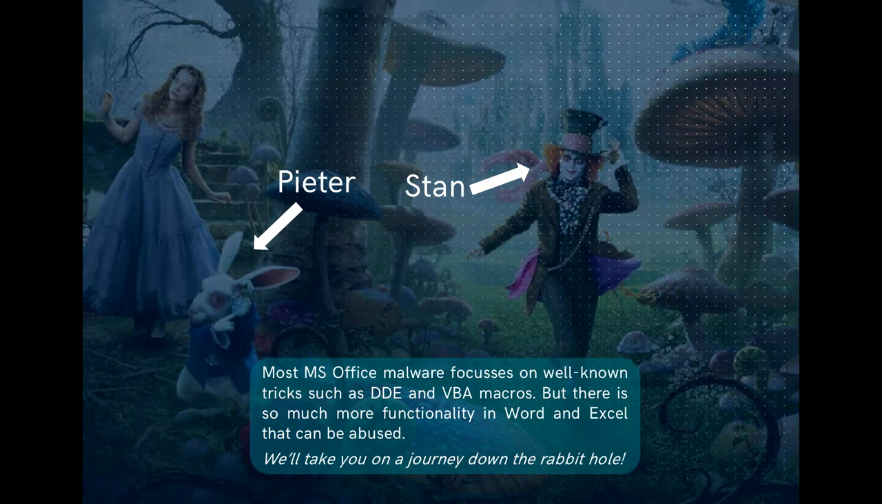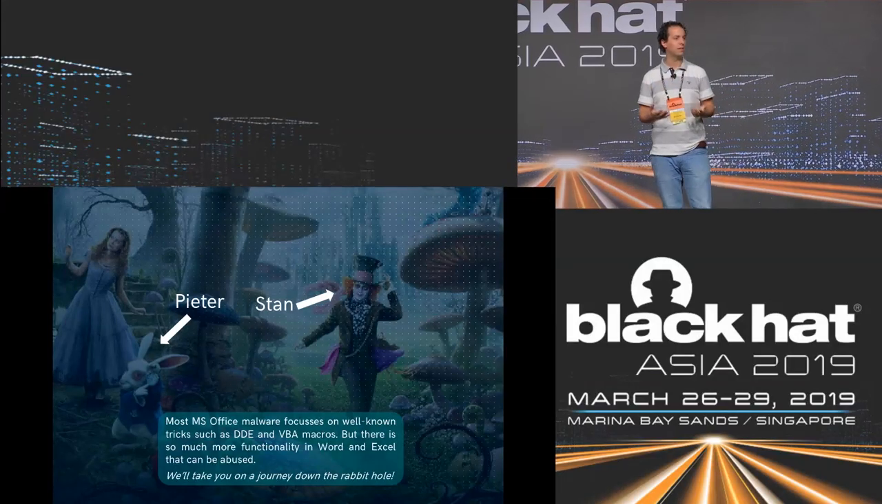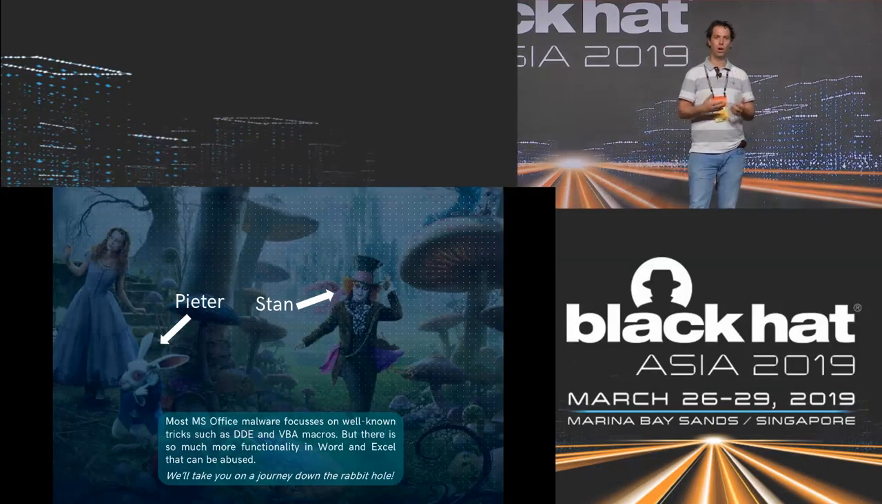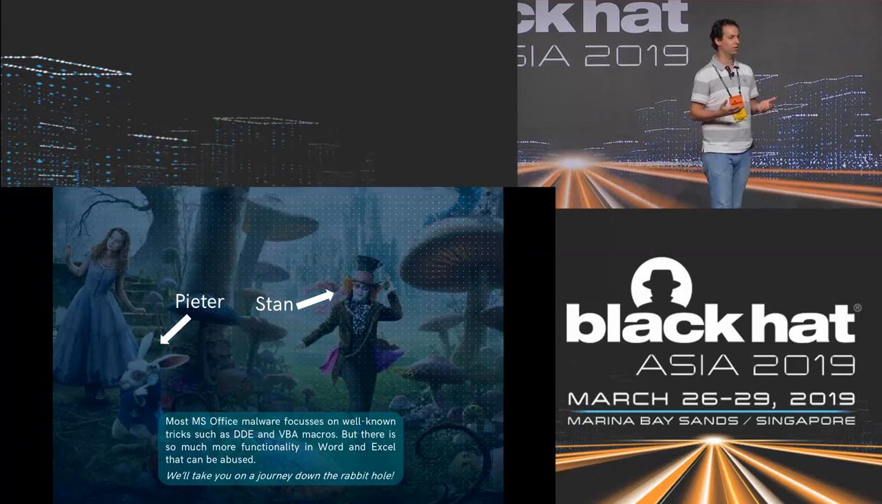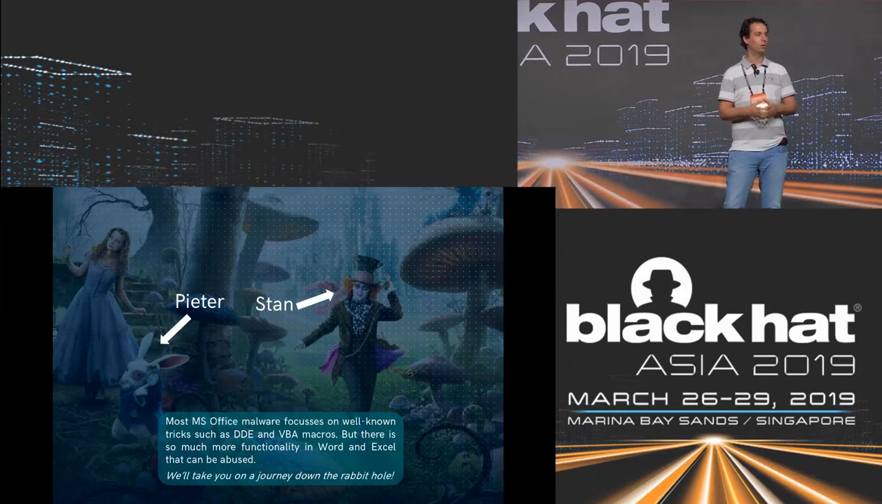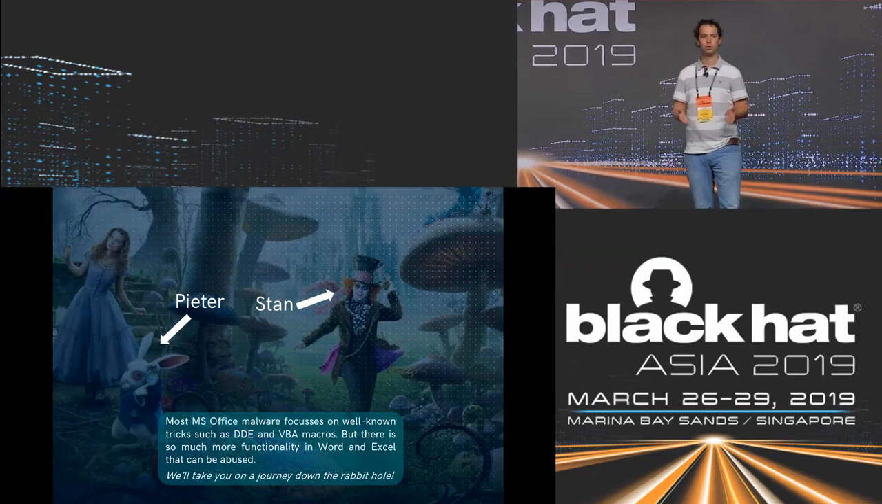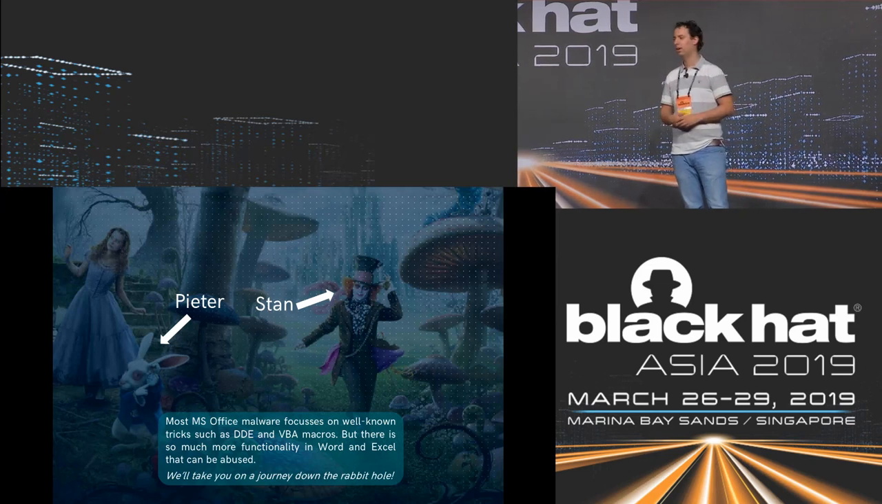We will be taking you along on a journey into Office. We are red teamers for Outflank, a small company in the Netherlands. We perform adversary simulation, advanced pen testing. And in that process, we often use Microsoft Office, one, to write reports, but also to send malicious documents to our clients, to our targets.